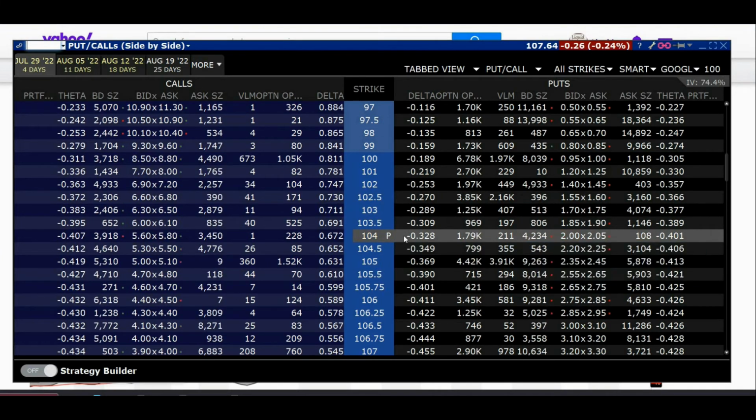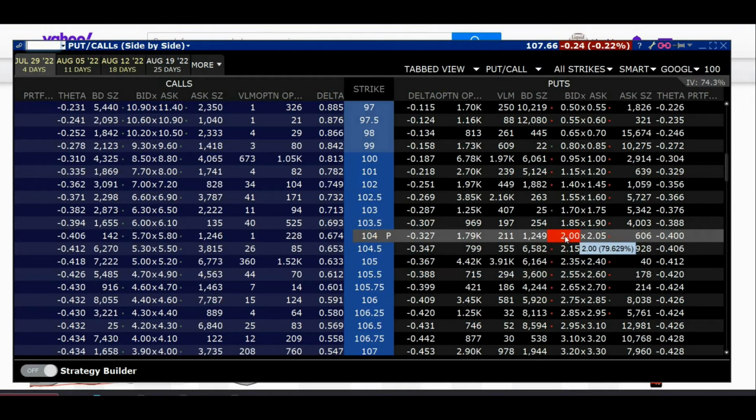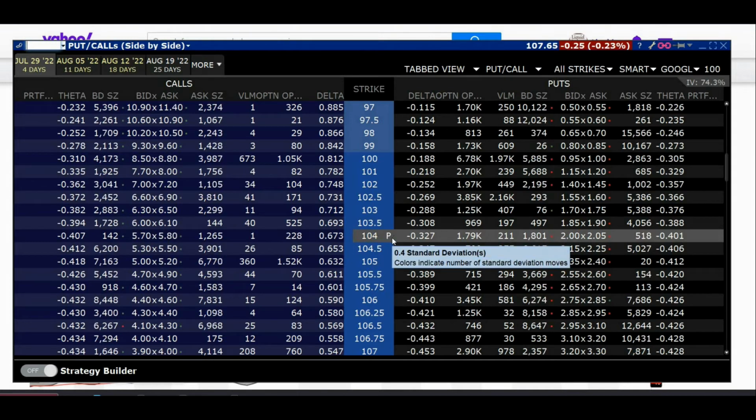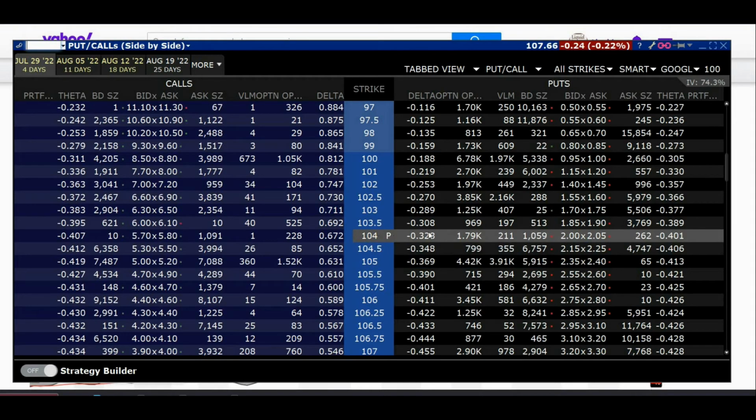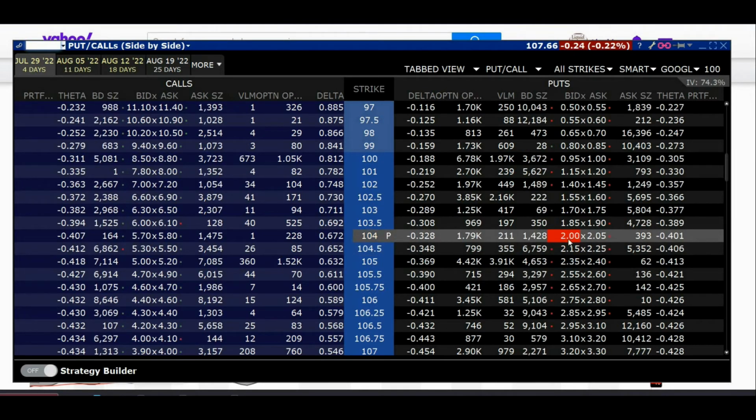And that's going to give me roughly a 1 in 3 chance of hitting there. And if I get assigned at 104, after you factor in the option premiums, I'll buy it at like 101 or something. That's what's cool about selling options: you buy it at the strike price, but you actually paid a little bit less for that, so you lower your ACB.